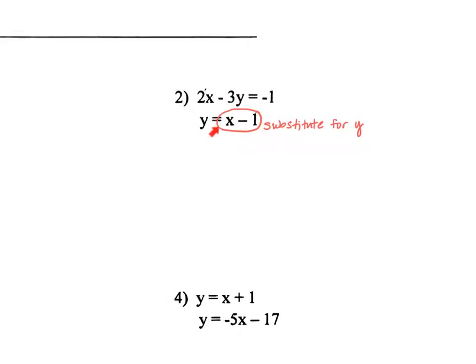All right, if it was equal to x, we would be substituting in here for the x. But it's equal to y. So instead of minus 3 times y, it's minus 3 times this thing right here. So here we go. We write 2x minus 3 times, instead of y, it's times x minus 1 equals negative 1. Okay, and the substitution there is done. Then we can go through and we can solve it.